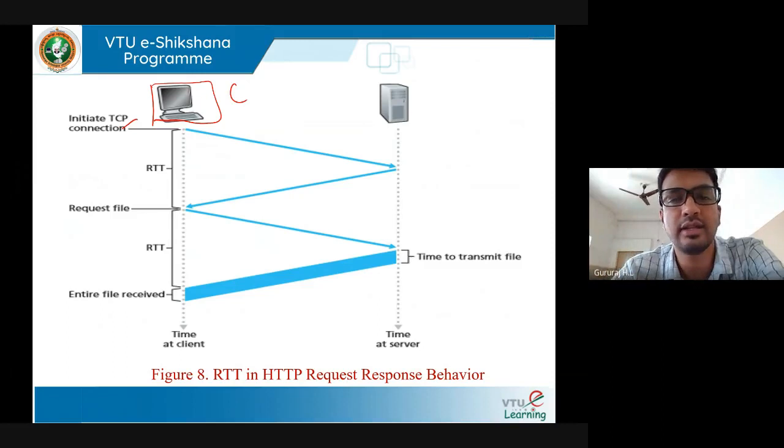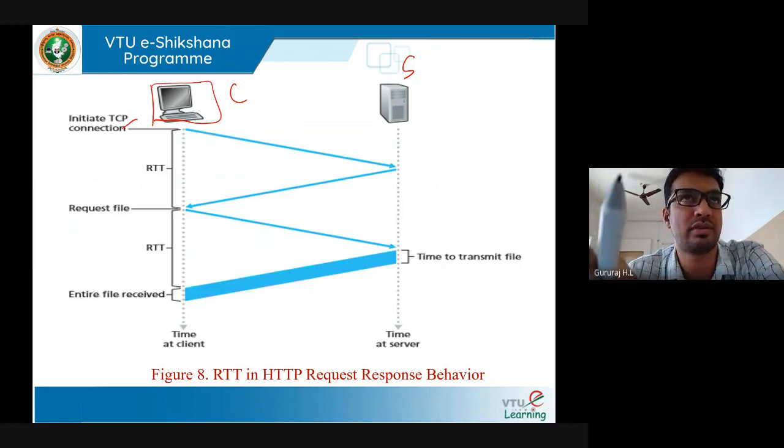This is client and this is server. For example, I type a request. I want to search the photo of Sachin Tendulkar. What I'll do? I'll type Sachin in the search box in Google in the browser. What I'll get? I'll get lots of Sachins.